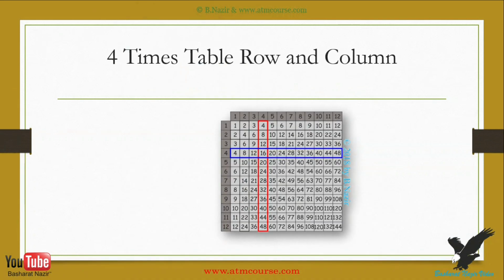This diagram shows the 4 times table, in both columns and rows. Now, for memorizing the 4 times table we can use either rows or columns but not both. In this video we will just use the column.